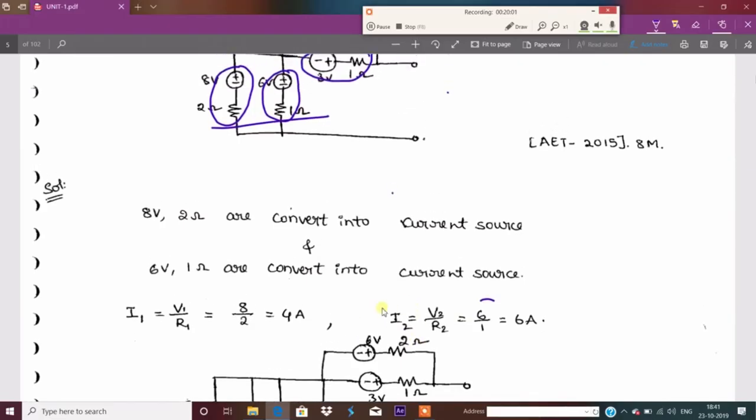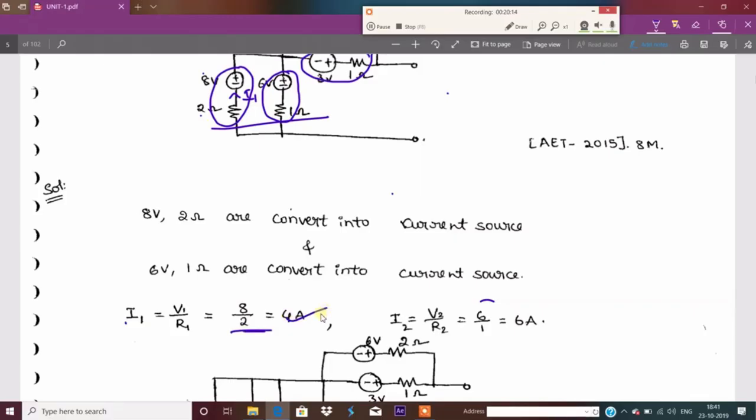I consider this as I1. What is the formula from the previous explanation from Ohm's law? I is equal to V by R. What is the V? What is the R, 2? What is the current? 4 amperes. It is fine. Next, I consider this as I2. How to find I2? I2 is equal to V by R. What is V here? 6 volts. What is the resistance? 1. Okay, it is 6 amperes.